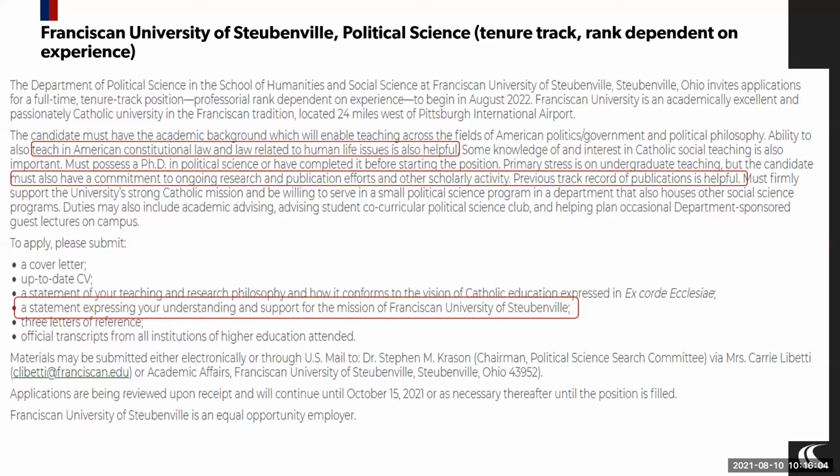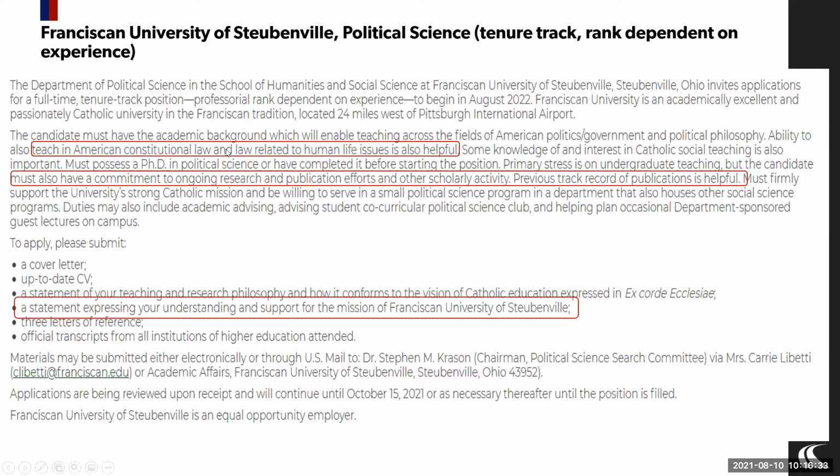What you may or may not know about the Franciscan University of Steubenville is that it is a Catholic institution and is of the Franciscan order. So they are one of these institutions that, if you can see down here in the bullet points I highlighted, asks for a statement expressing your understanding and support for the mission of Franciscan University of Steubenville. That's basically a faith statement. Not that they necessarily expect you to be a member of their religion, but that you have an understanding and appreciation of it.